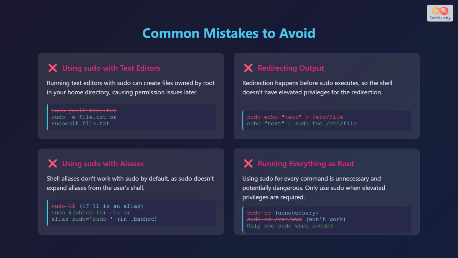Here are some common mistakes to avoid when using sudo. Using sudo with text editors. Running text editors with sudo can create files owned by root in your home directory, causing permission issues later. Incorrect: sudo nano file.txt. Correct: sudoedit file.txt or sudo -e file.txt.